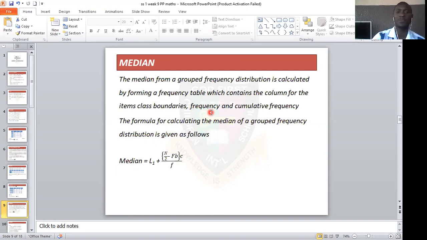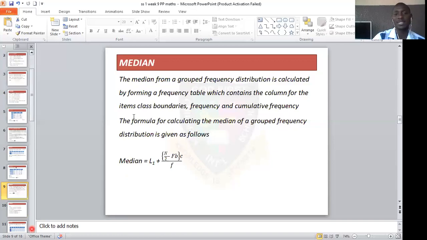So this is the formula for calculating the median for a frequency distribution table. Median equals L1 plus open bracket N over 2 minus FB close bracket, divided by F, times C. Please take note of the formula. Let me take you through the meaning of the parameters.